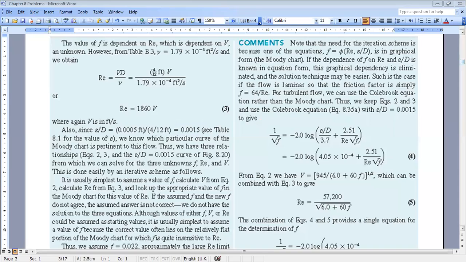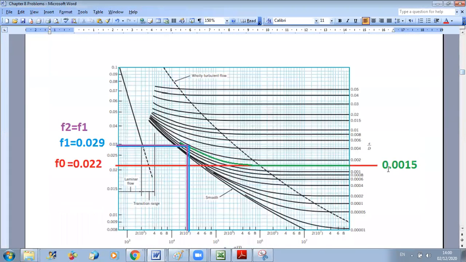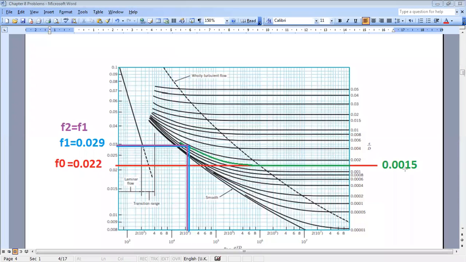So if I go to the Moody chart, what I know is epsilon over D. This is the parameter that is given for me, 0.0050. If you look at this figure, you can see that the curve in green that I represented for you is the curve corresponding to 0.0050.